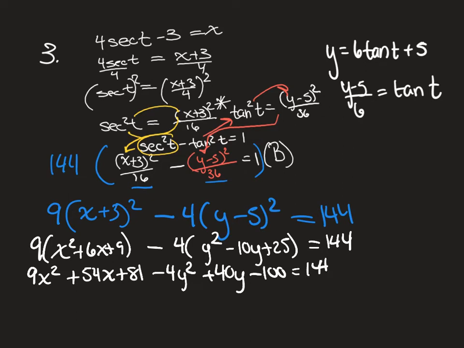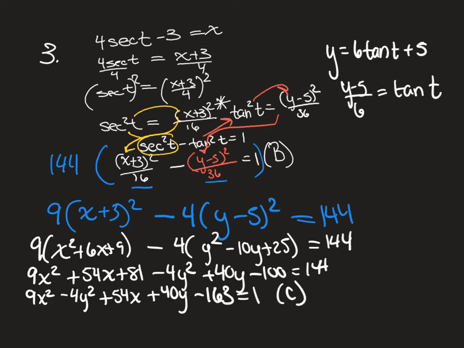And now I'm going to rewrite this, combining like terms and moving the 144 over. So 9x squared minus 4y squared plus 54x plus 40y. And then I'm going to do 81 in my calculator minus 100 minus 144, because you have to move the 144 over, so it's negative 163 equals 1. This is the answer that goes in line C.